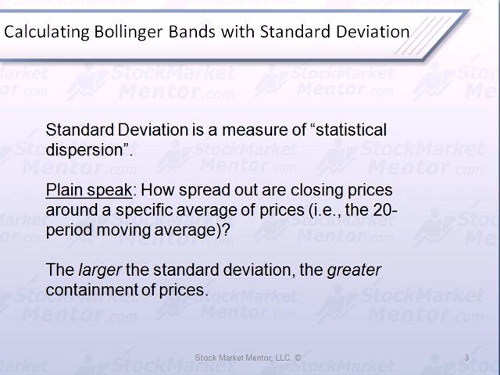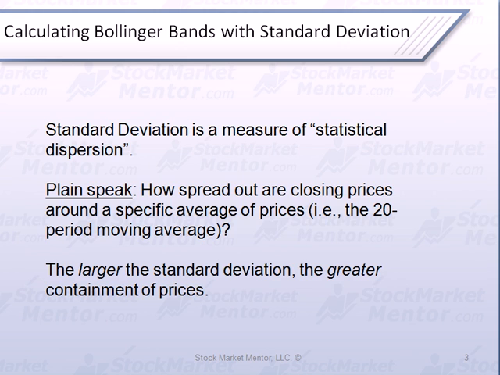Instead, let's just say that it's a statistical calculation to measure dispersion. In other words, how spread out, and we're talking about just closing prices in the market, not intraday highs or lows or averages or anything like that. We're just talking about closing prices. How spread out are they around a specific moving average? And typically you use the 20-period moving average. You can use the 50-period moving average. You can use the 200. You can use whatever period you want. I like to keep it straight and simple, 20 periods.